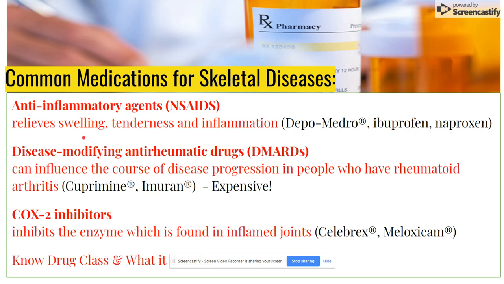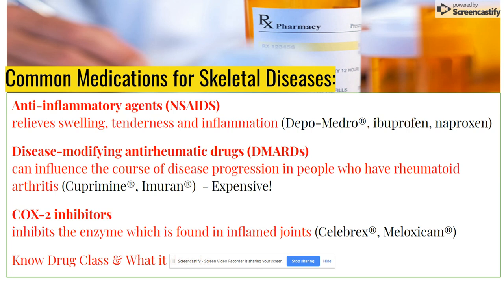Okay, we also have what's called DMARDs. These are disease-modifying anti-rheumatic drugs. This is specific to rheumatoid arthritis. They're going to influence the course of disease progression. Again, DMARDs, rheumatoid arthritis. These are typically very expensive medications.